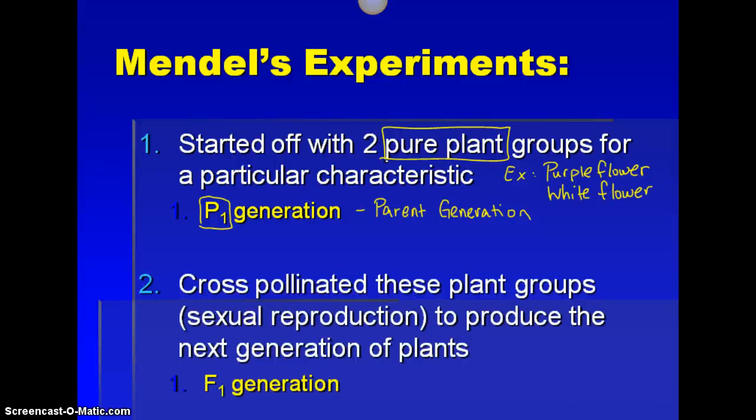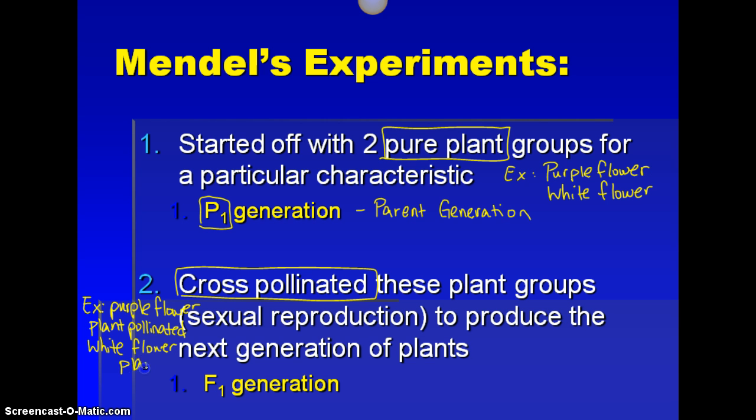Step 2, he cross-pollinated these plants, and this is kind of a key part here at step 2. So he allowed the purple plant to pollinate the white plant. So as our example here, purple flower plant pollinated the white flower plant. And when he finished that generation, or when it did actually reproduce, he called it the F1 generation, which stands for first filial generation.